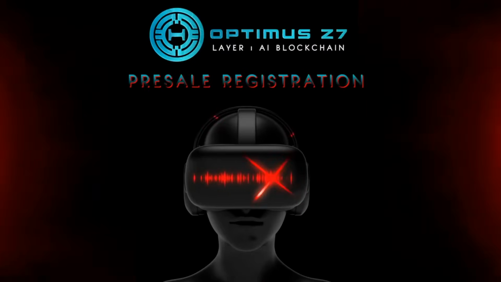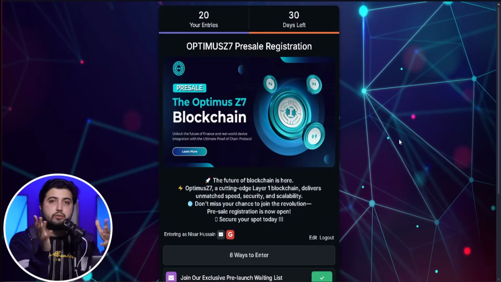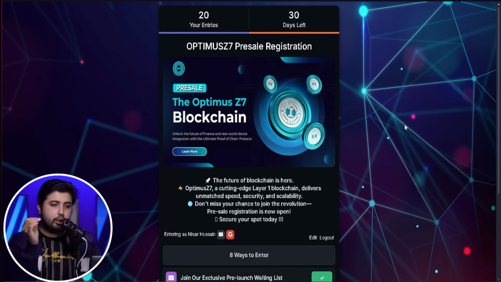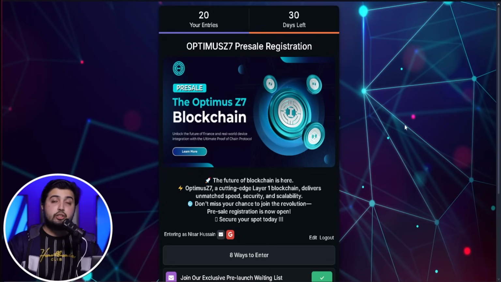Now, we do have the opportunity to register ourselves for the pre-sale. As we understand, pre-sales are a good opportunity to get tokens at a discount. Now, this is one of the major benefits that we get for being an early contributor. And it becomes even more beneficial when the pre-sale is for the native coin of an expanding layer one blockchain project. So here's how you can register for it.